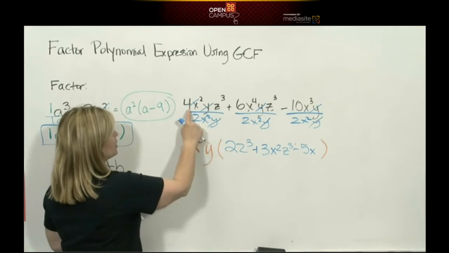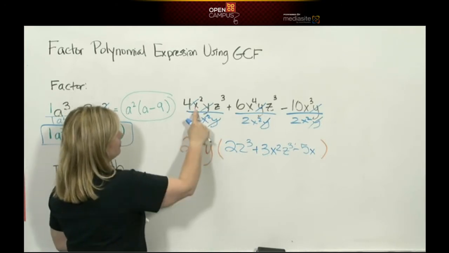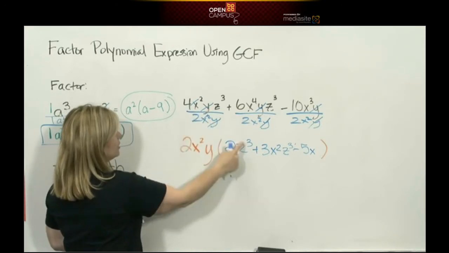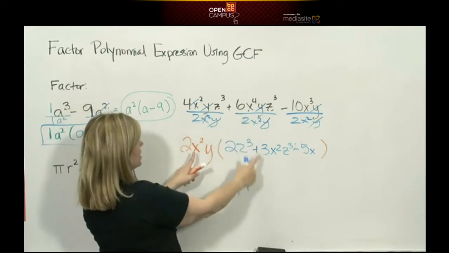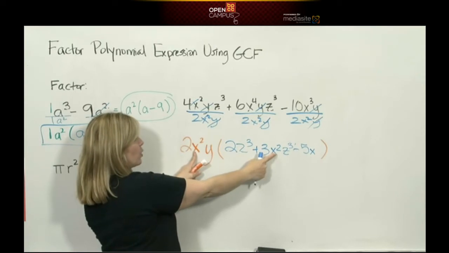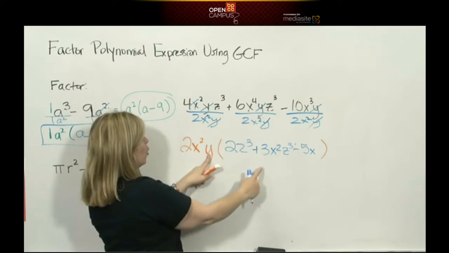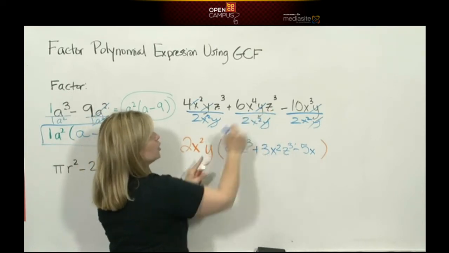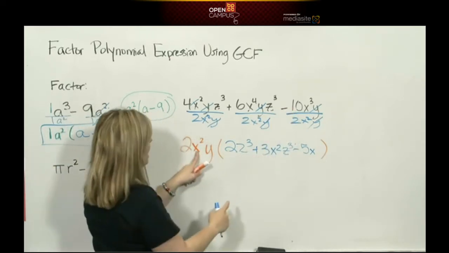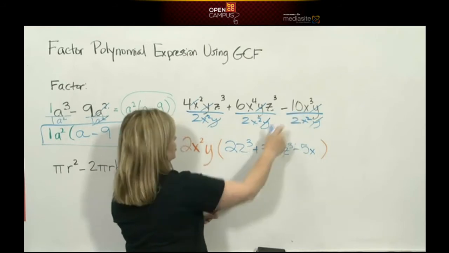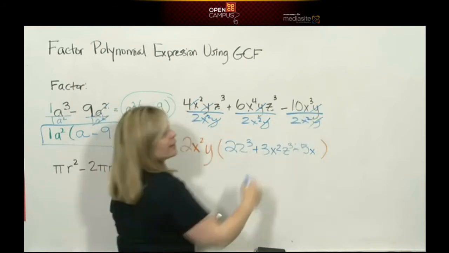2 times 2 is 4. X squared, y, z cubed. 2 times 3 is 6. X squared times x squared is x to the fourth. Y, z cubed. 2 times negative 5 is negative 10. X squared times x is x cubed. And then I have the y.